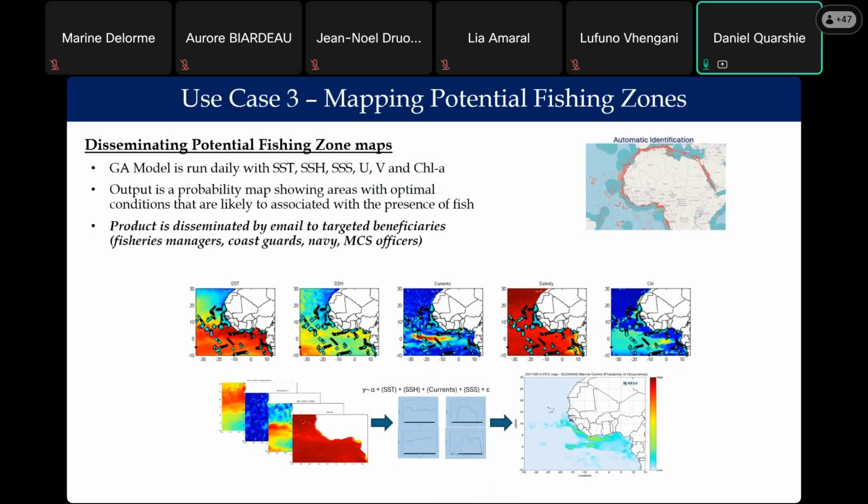So my final use case will be the mapping of potential fishing zones. For this particular service, we make use of the physical product and also the chlorophyll data set coming from SEMS.